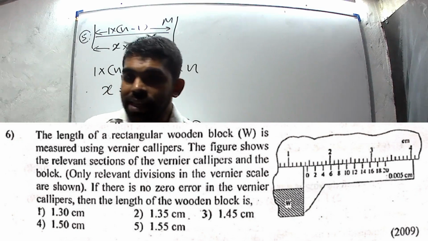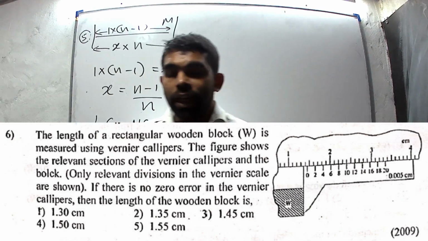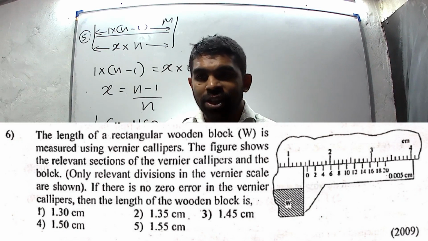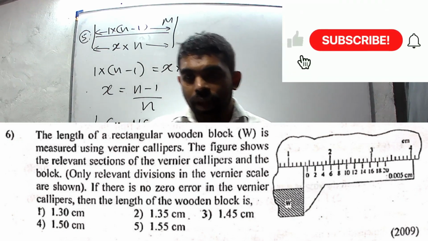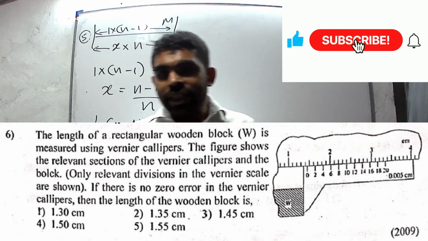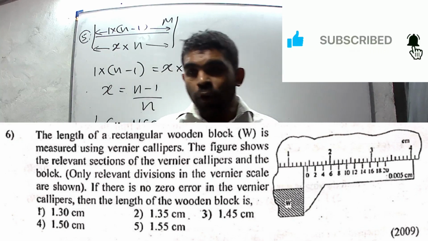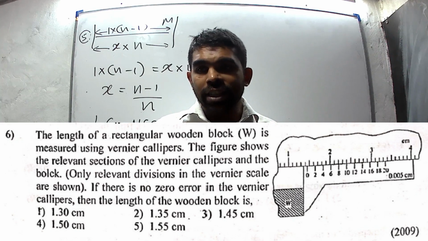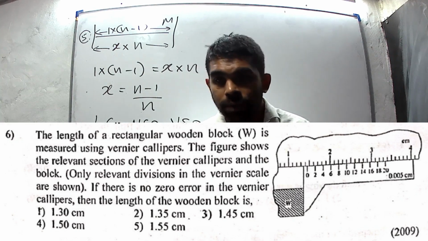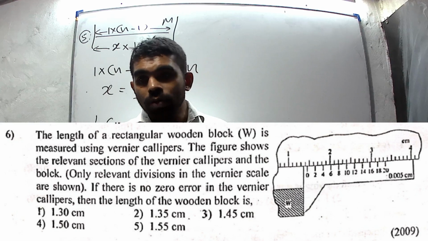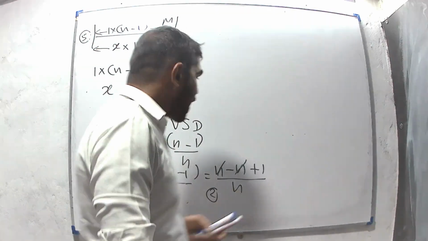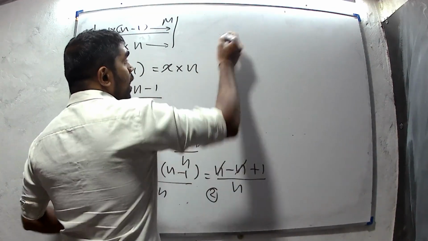Then question number 6. The length of a rectangular wooden block W is measured using a vernier caliper. The figure shows the relevant sections of vernier calipers and block. Only relevant divisions in the vernier scale are shown. If there is no zero error in the vernier caliper, then the length of the wooden block is. We have to get the reading directly.